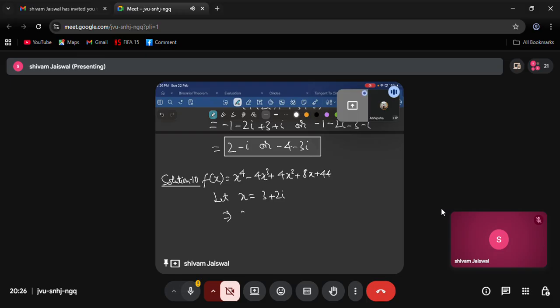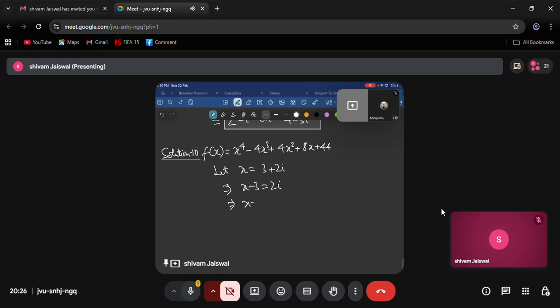What are we getting? x minus 3 is equal to 2 iota. Square both sides. Do you people remember the vanishing method? We did it in class 10. Right? (x minus 3) whole square is equal to minus 4.